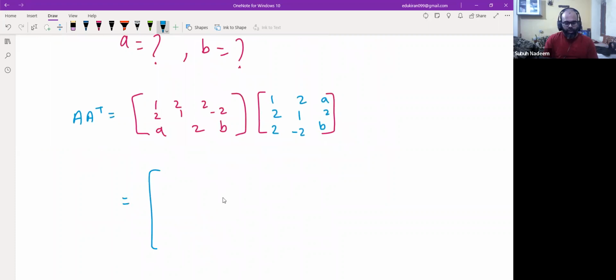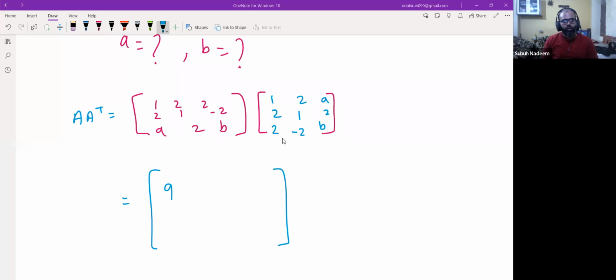So when you multiply this, some of the things you should try to do mentally. So that won't let you write down everything. So 1 into 1 is 1, 2 into 2 is 4, 2 into 2 is 4. So final value will be 9. Okay, a is minus 2 and b is minus 1. Krishna is saying a is minus 2 and b is minus 1. Let us check. Yeah, correct. Good.